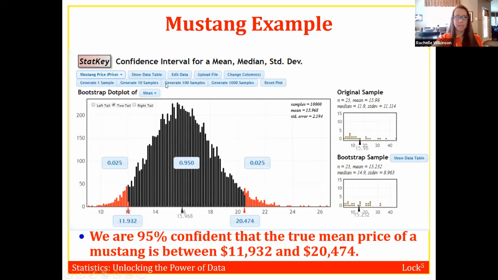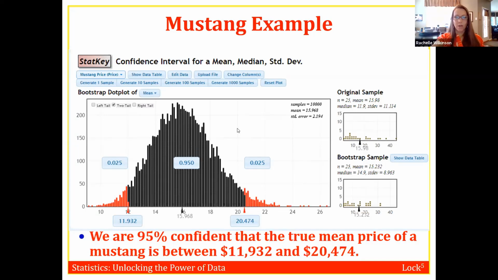So I have that here. Here's the Mustang data. Again, I was doing a 95% confidence interval here. And with the distribution that I had in my slideshow here, my confidence interval went from 11.932 to 20.474. So I would just say we're 95% confident that the true mean price of a used Mustang is between $11,932 and $20,474. So pretty handy dandy, right?